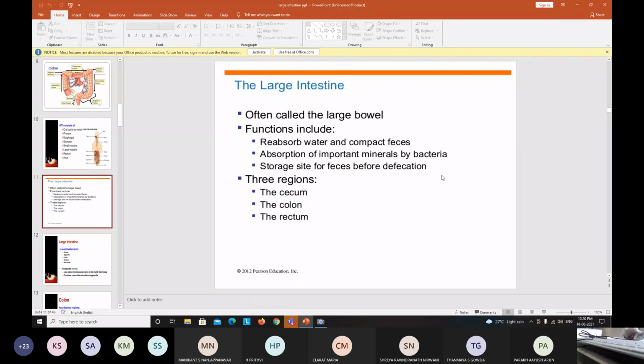So you already know the functions: reabsorption, absorption, and storage of the feces before defecation, that is, expelling it out. So what are the regions of the large intestine? Cecum, colon, and rectum.